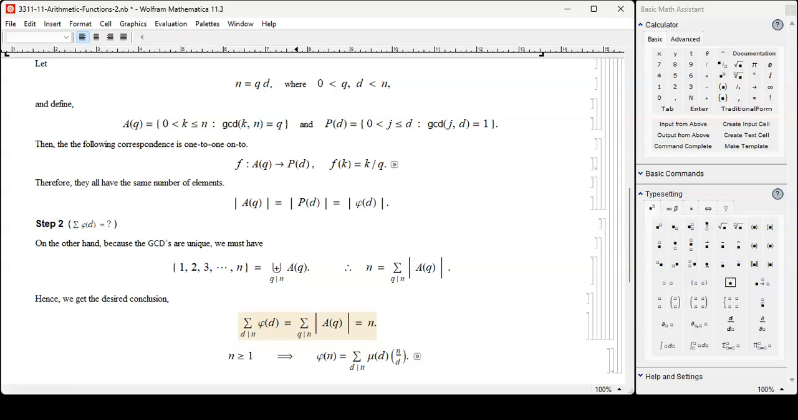The summation of phi of d for all positive divisors d that divide n adds up to n, due to this decomposition and the existence and uniqueness of the GCD.